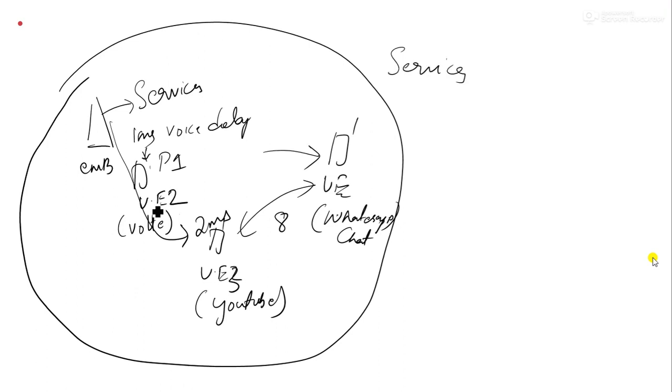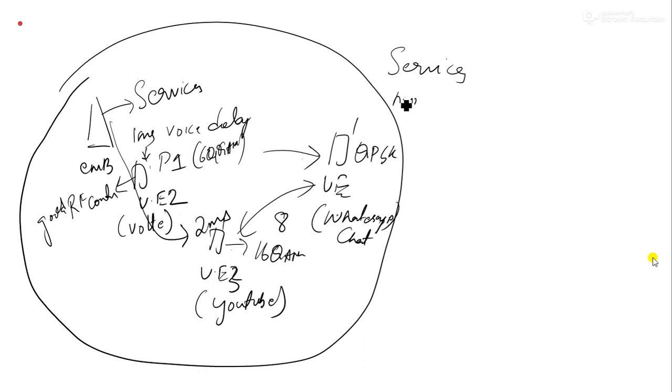The second thing is, it should also take into account what sort of RF condition these users are in. Let's say this user is in very good RF condition. So he might be getting 64 QAM as the modulation scheme in 1 millisecond, right? Whereas this user is in medium condition, maybe he might get 16 QAM as the modulation scheme. And here he might be getting QPSK as the modulation scheme. So the scheduler also has to take care of something called RF conditions.